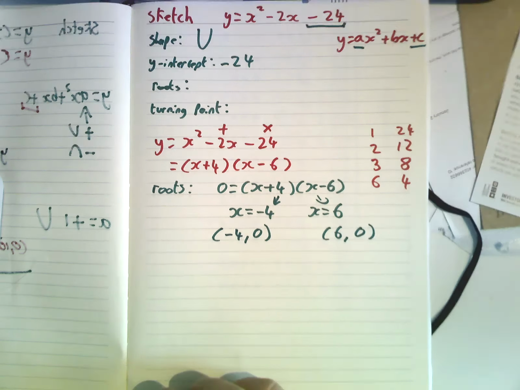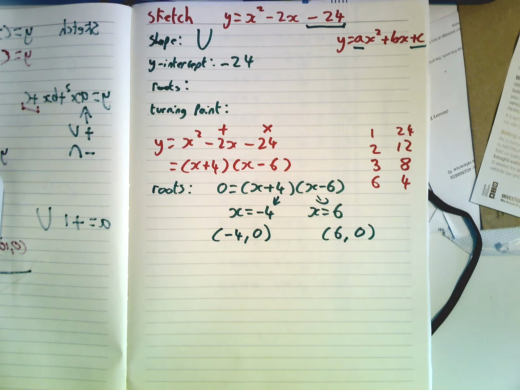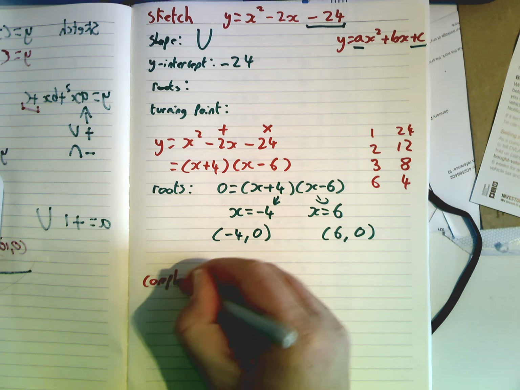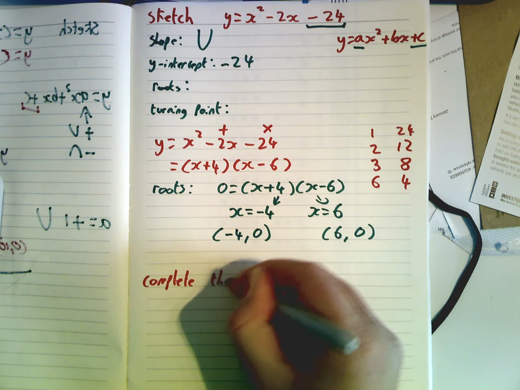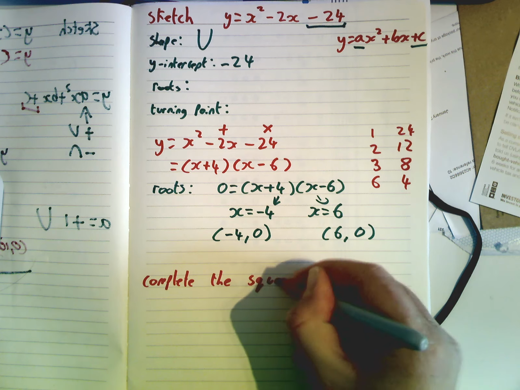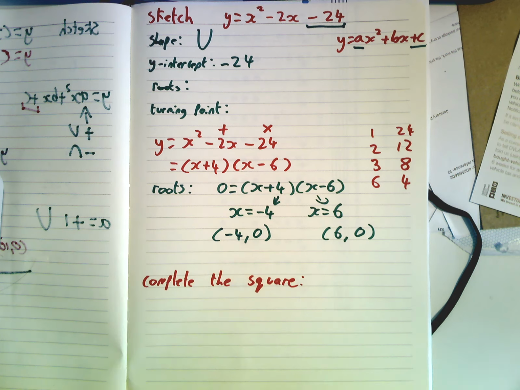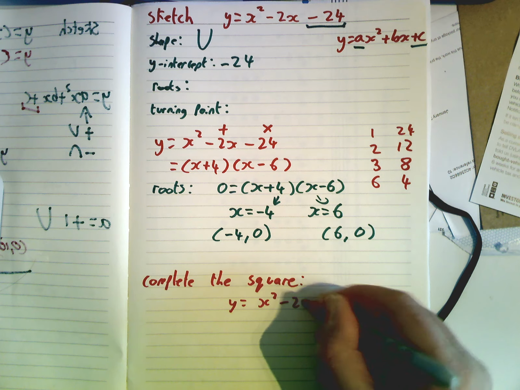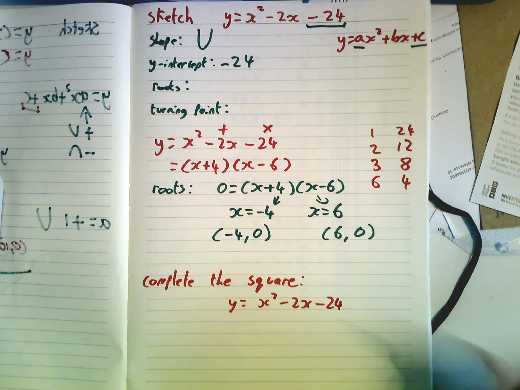Okay, now none of this should really be new because we've seen all these different elements before. I want to show you the turning point, and there are a couple of ways to find it, but the one I want to show you today is how we can use completing the square. So if we complete the square for this equation, y equals x squared minus 2x take 24.